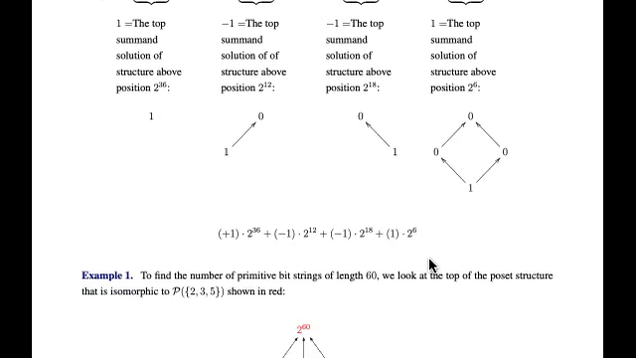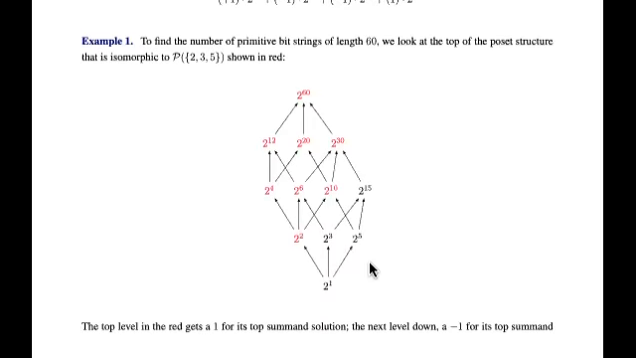Okay, so let's look at an example here. Let's find the number of primitive bit strings of length 60. So we're going to look at the top of the poset structure that's of size 60, that's right here. It's isomorphic to the power set on the set 2, 3, 5. How did we get that? Well, because 60 divided by 12 is 5. 60 divided by 20 is 3. 60 divided by 30 is 2. Isomorphic just means it has the exact same structure, just a relabeling difference here.